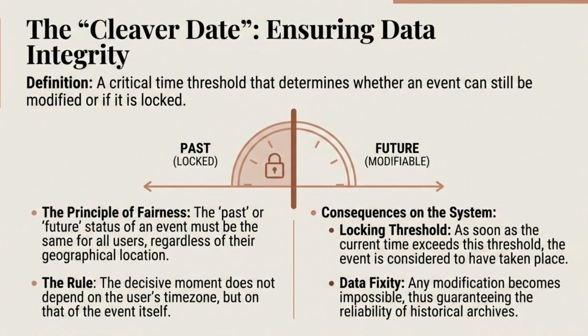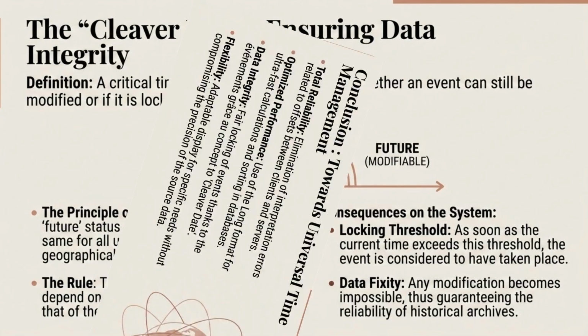To prevent this discrepancy, we implemented a straightforward rule. The cutoff is triggered at the exact start time of the event, based on its own local time zone. Once this threshold is crossed, the system enforces an automatic lock on the data. This ensures that our historical records remain immutable and reliable for everyone, providing a single source of truth regardless of where users are located around the globe.